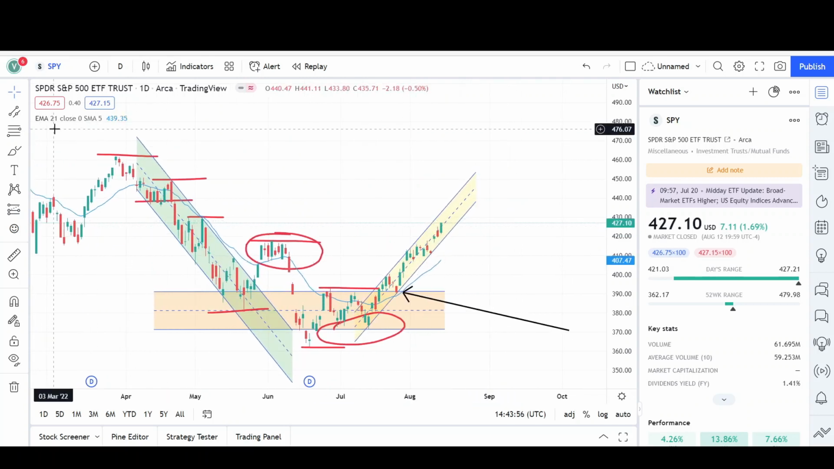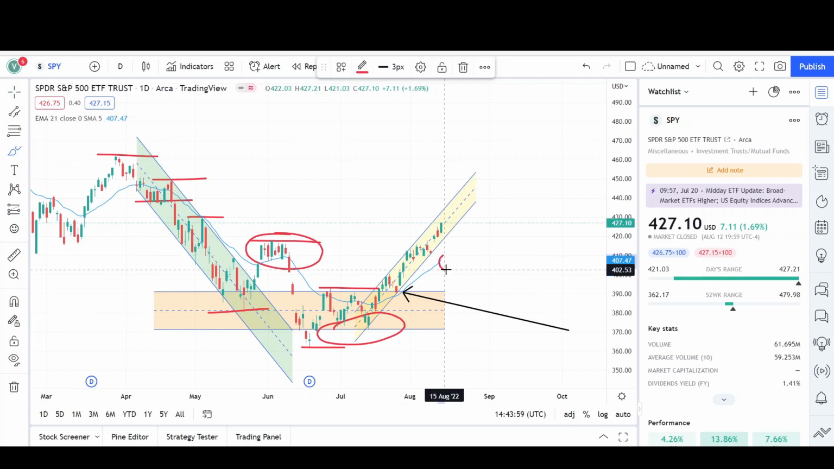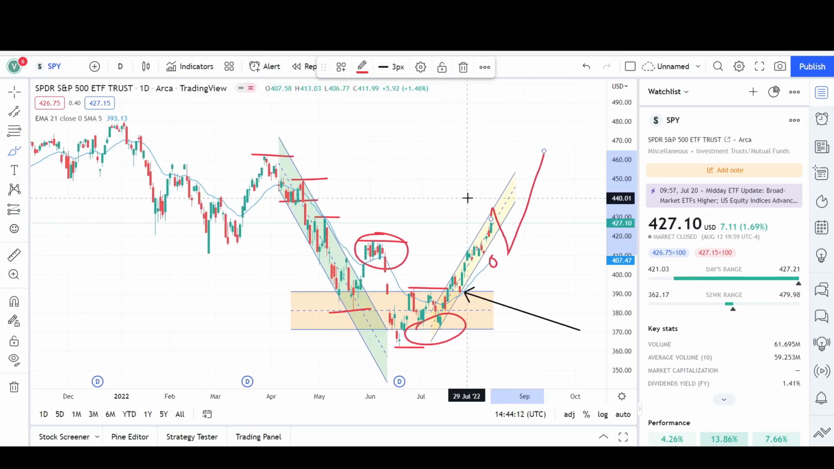But as right now we're getting extended from the EMA. You can see that we are pretty far away from it, so a pullback is likely in the near future. So maybe a little bit higher prices before seeing a bigger pullback and then continuation, if that. We'll have to wait and see, but that's everything I see for the SPY on the daily chart. Let's go and wrap it up on the weekly chart.